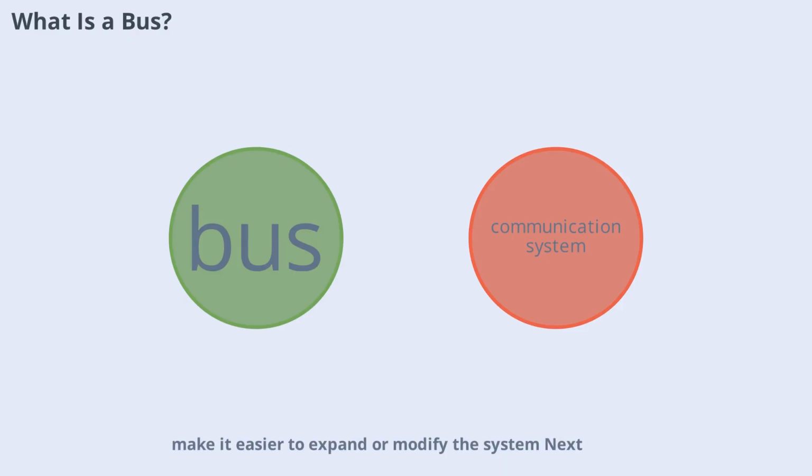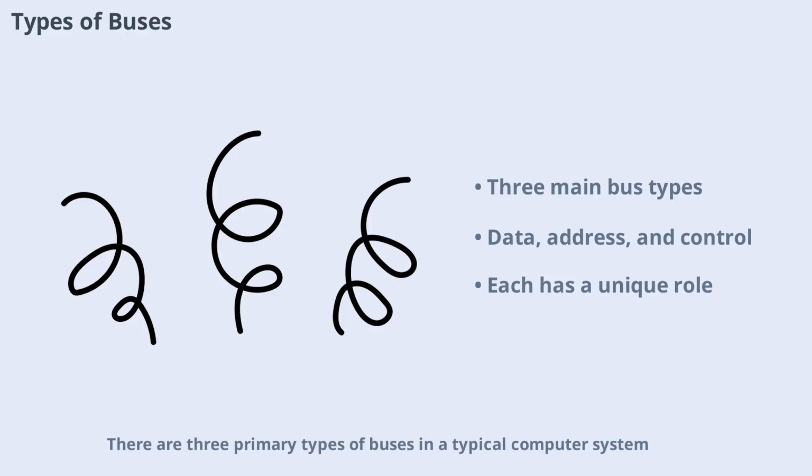Next, let's look at the main types of buses found in most computers. There are three primary types of buses in a typical computer system: the data bus, the address bus, and the control bus. Each serves a unique function. The data bus carries actual data between components, the address bus specifies where that data should go, and the control bus manages the timing and coordination of these operations. By dividing responsibilities, these buses ensure that information flows smoothly and accurately throughout the system. In the next scenes, we'll dive deeper into each type of bus and see how they work together.